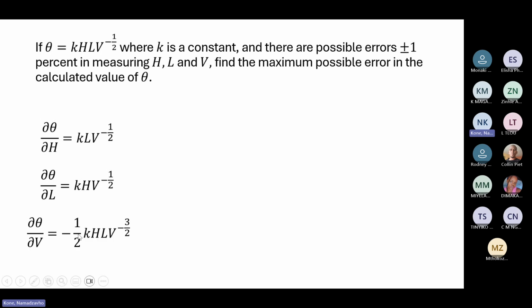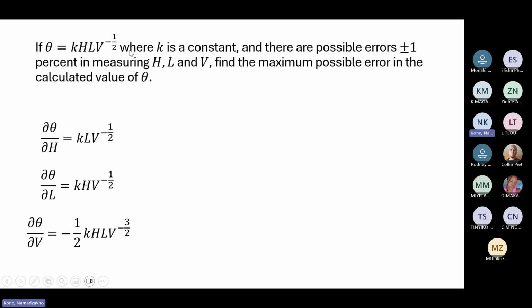And finally, the derivative of theta with respect to V is minus half K, HLV to the power of minus 3 over 2. Because when you do the derivative with respect to V, you will take the power of minus half, multiply it in front, and you get minus half K. H and L remain because they are constants. But with V, the power minus half must subtract 1 in the derivative.